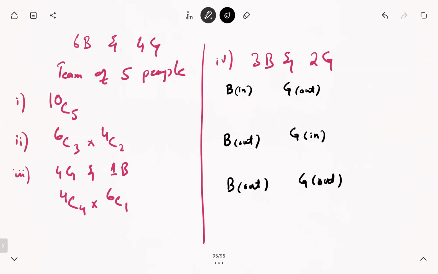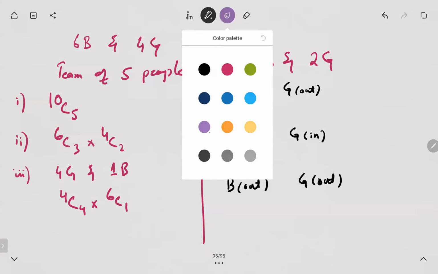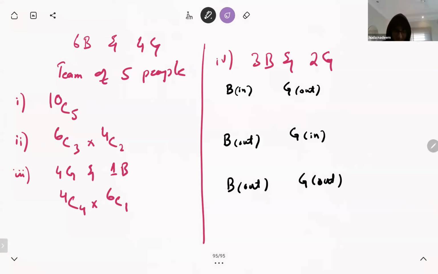Yes, I was right. Boy is in the team and girl is out of the team. So how to make the combination for this one? Please see here now. That's an important question that repeatedly comes in past papers. Listen, how to attempt this. I hope it's clear that when you want that particular boy and girl both should not be in the team at a time, there are these 3 cases.